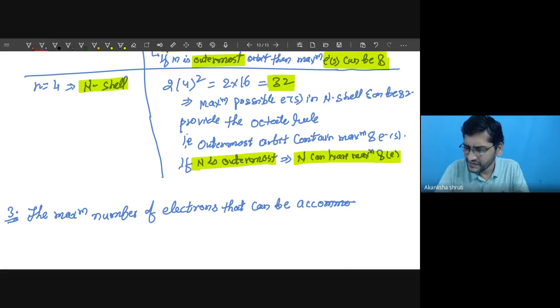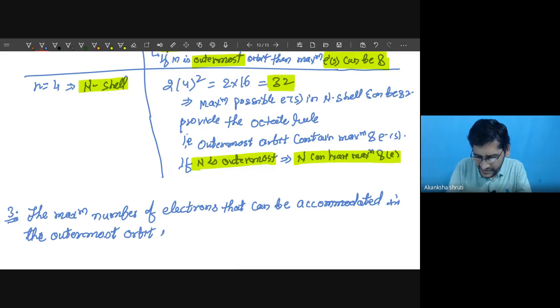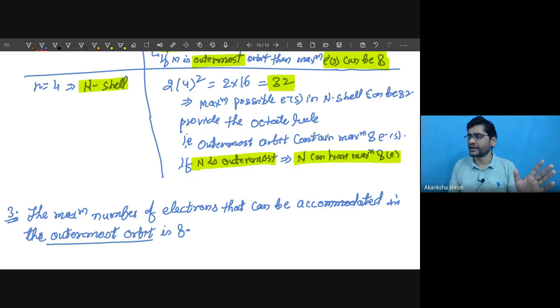Accommodated in the outermost orbit, how much is it? 8. Yes, irrespective of which kind of orbit, the outermost orbit will always have a maximum of 8 electrons.